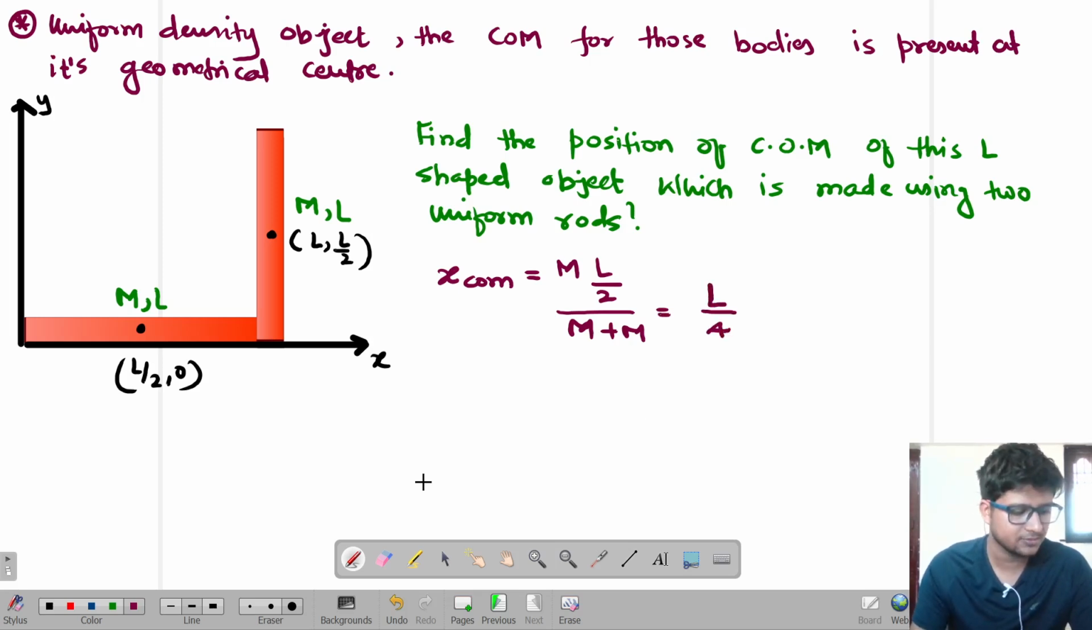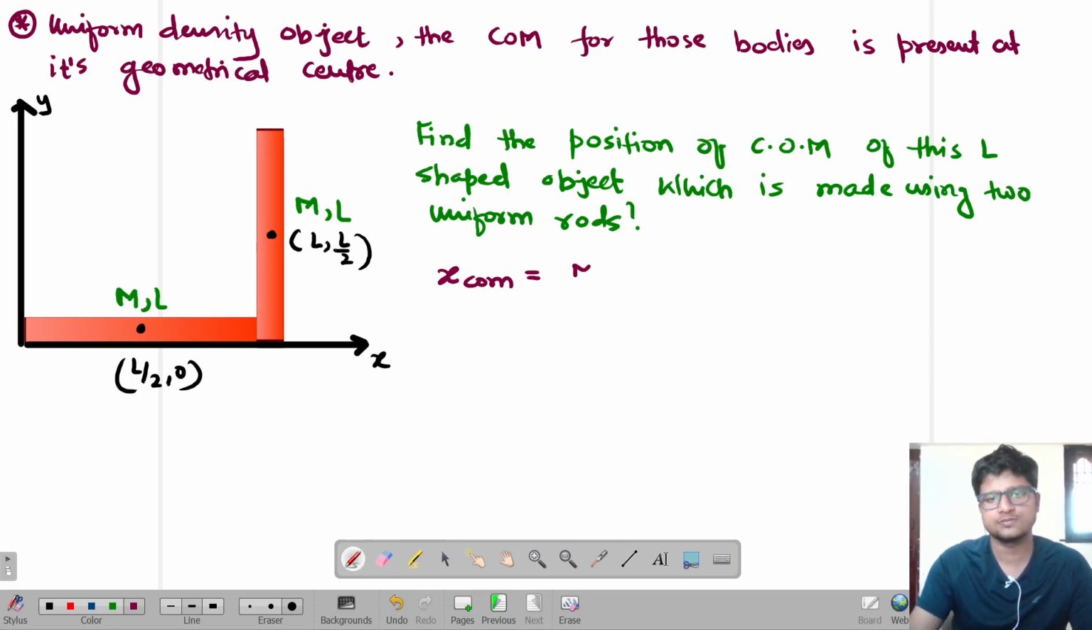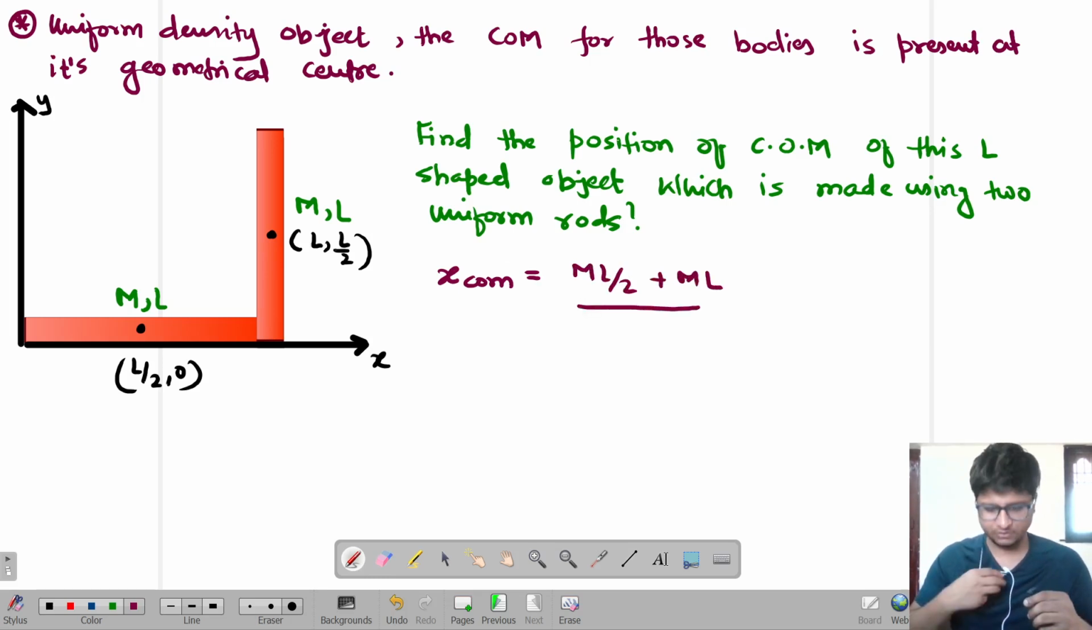Are you able to get me or not? L by 4, or how much it will come? Wait, sorry. I made one mistake. This is also L over there or not? ML by 2 plus ML. One minute.